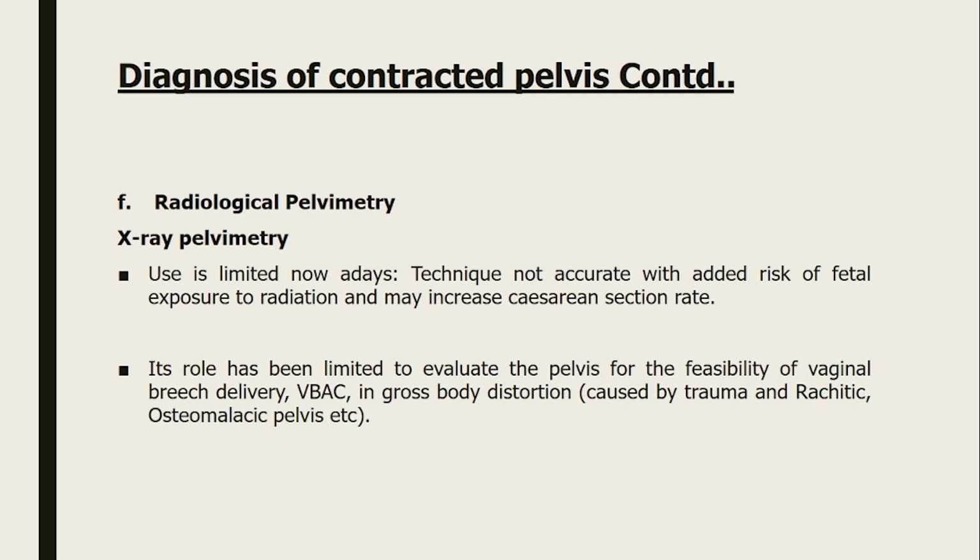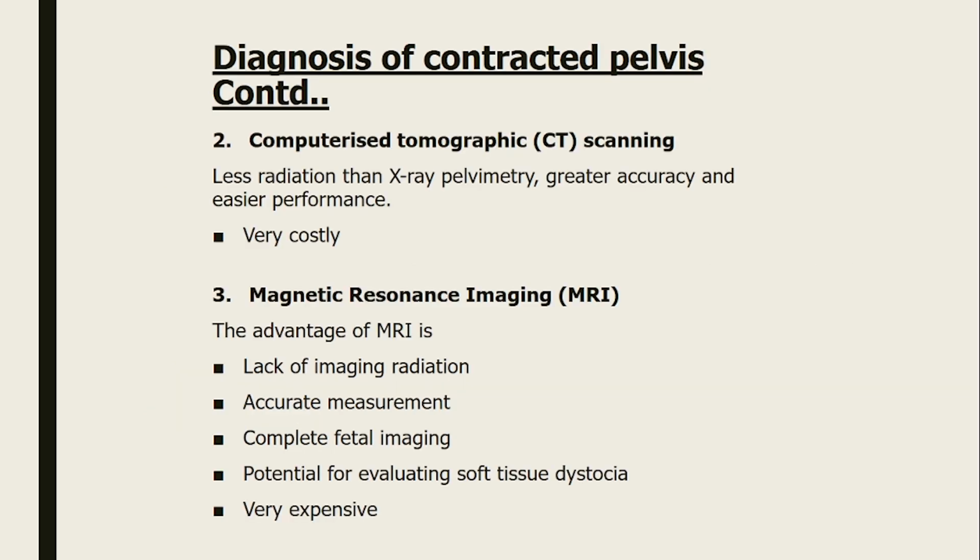The next one that we'll go to in pelvimetry is computerized tomographic scanning, that we call CT scan. Here, there is less radiation when compared to the use of X-ray pelvimetry. But there is greater accuracy and it can be easily performed. But it's very, very expensive.